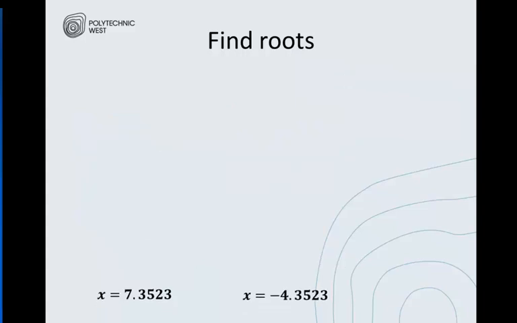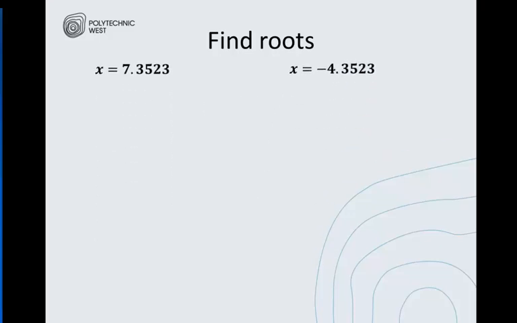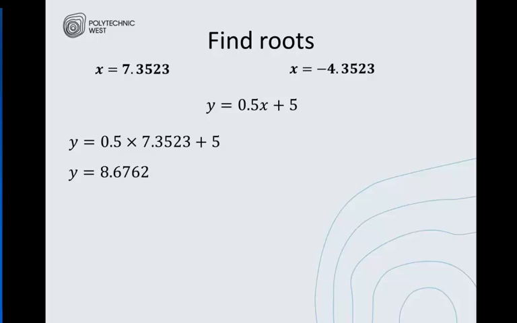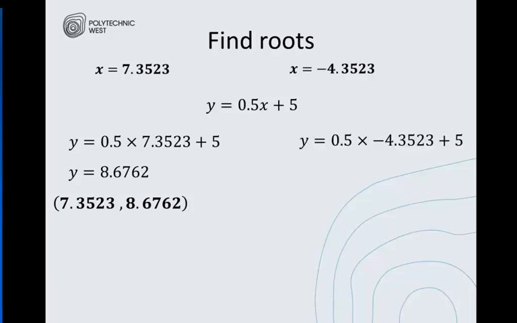To find the y values where the lines intersect, I'll just plumb those back into the linear equation because that's the simplest one. Plumb those numbers in and I get y equals 8.6762. So the first point where they intersect is 7.3523, 8.6762. Doing the same with the other x value, plumbing that into the linear equation, and I get y equals 2.8236, and that's the second point of intersection.